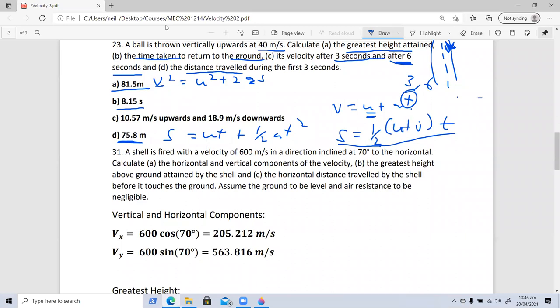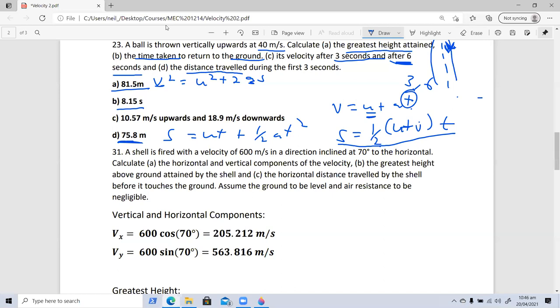Excuse me, sir, for clarification's sake. Here, no, this 75.8 meter, right? This is the distance traveled vertically during the first 3 seconds, yeah. This is vertically. Okay.